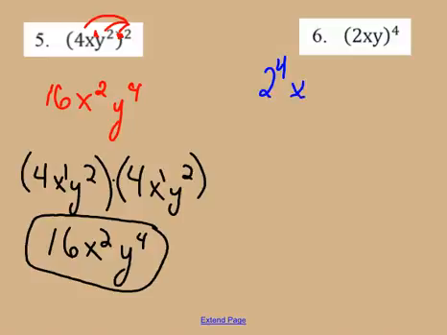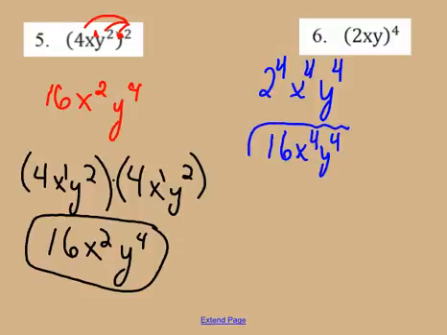What's x? Well, 1 times 4 is to the 4th. Y is to the 4th. Okay, 2 to the 4th. 2 times 2 is 4, times 2 is 8, times another 2 is 16. So I just have 16x to the 4th, y to the 4th. If you can do that, great. If not, you could write it out.